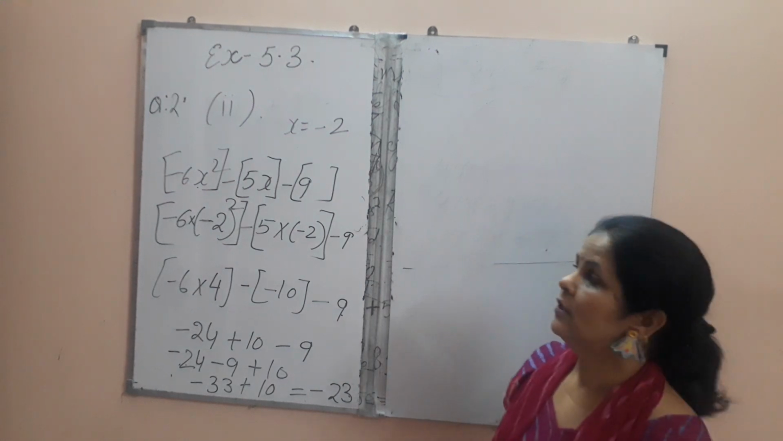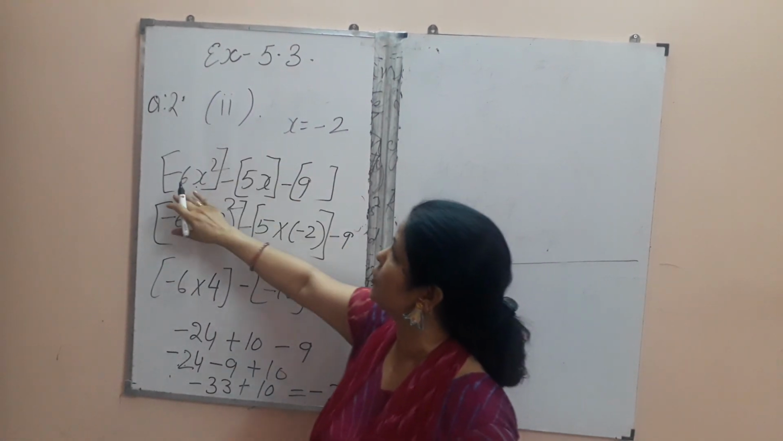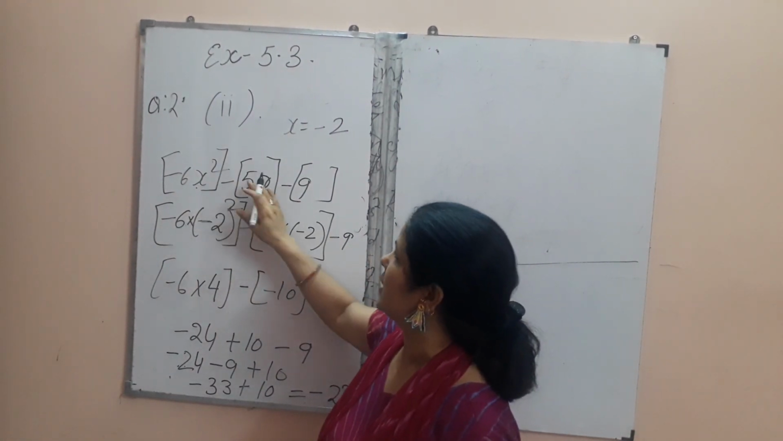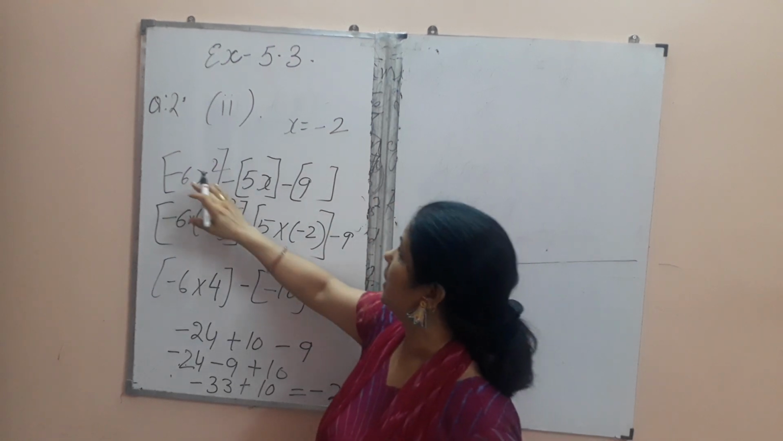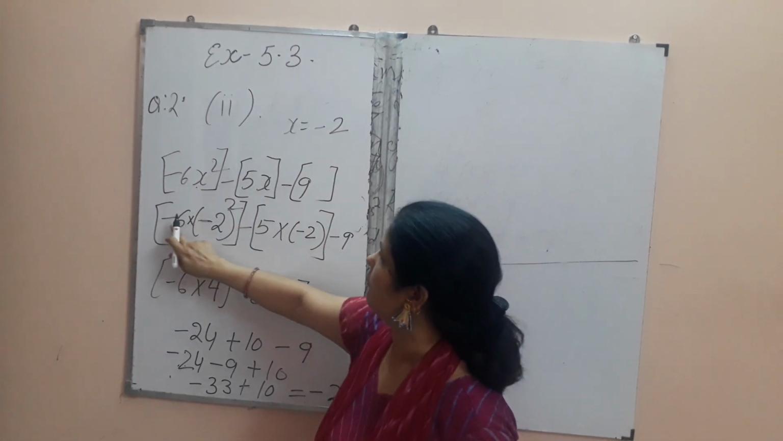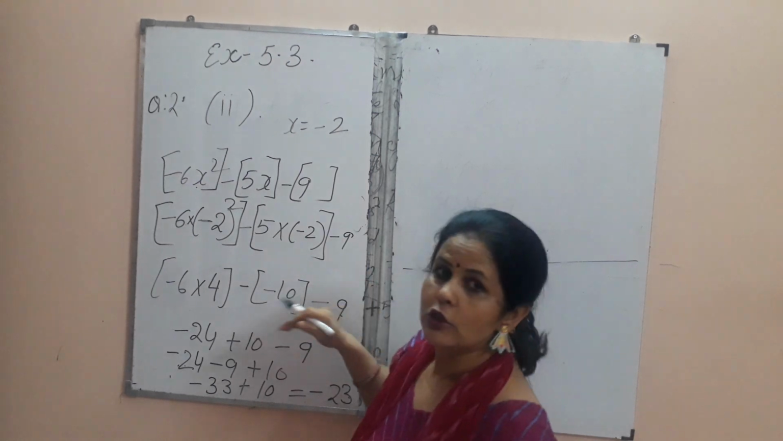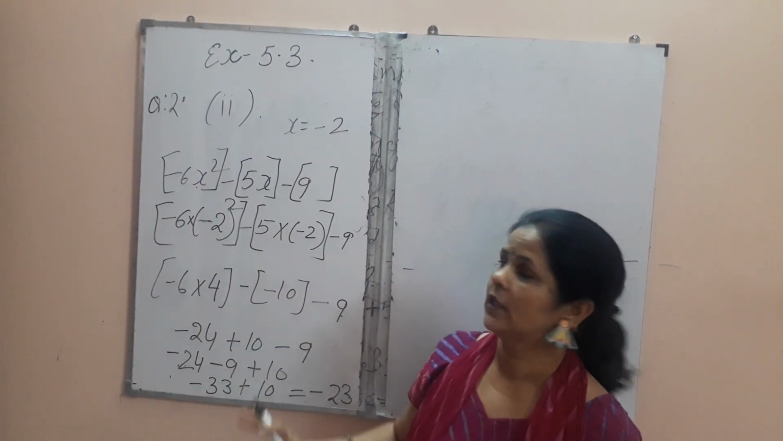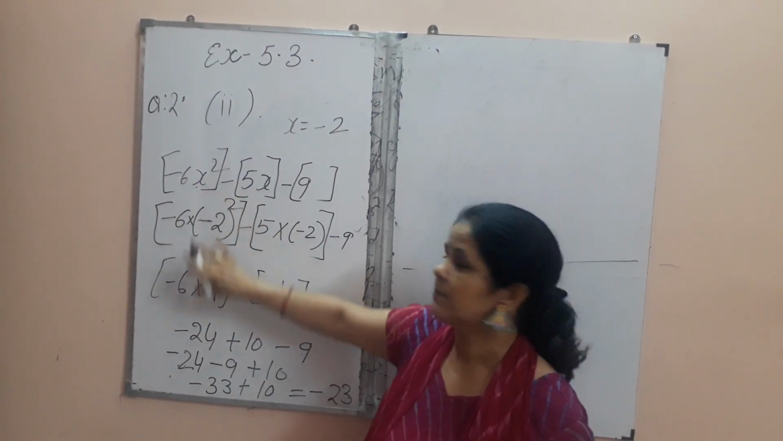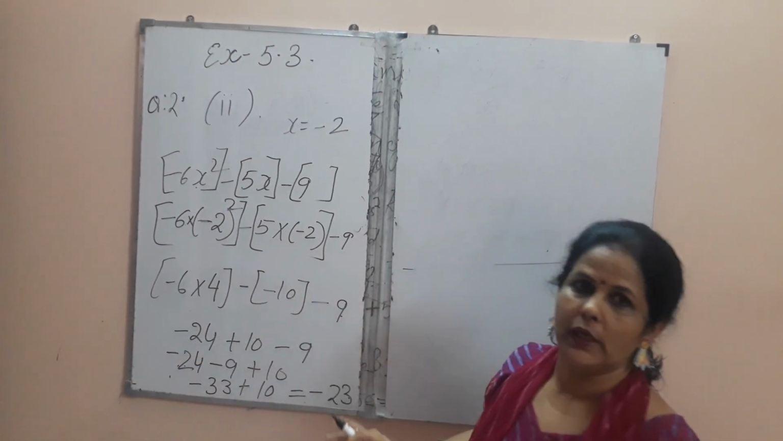Understood? So why are we putting the terms into the big bracket? So that we can separate the terms, because 1, 2, 3, 4, 5, so many minus and multiply signs are there. So we can separately solve the terms and then we will solve them together.